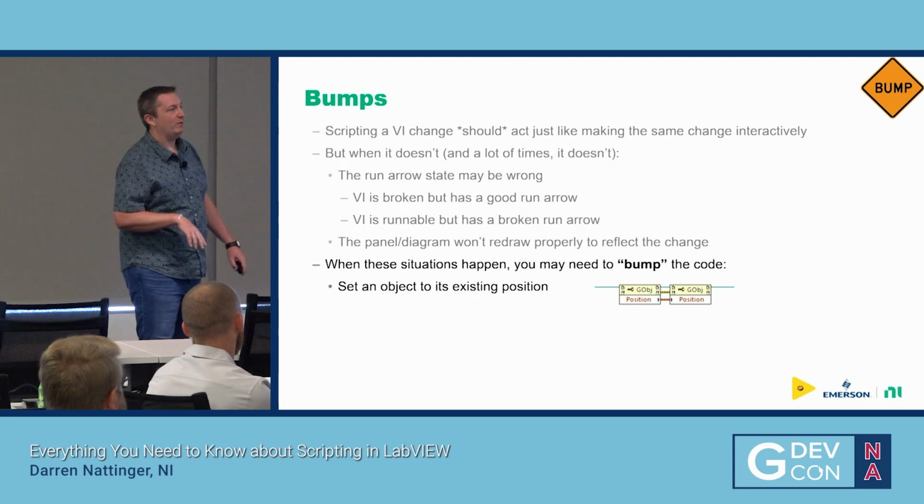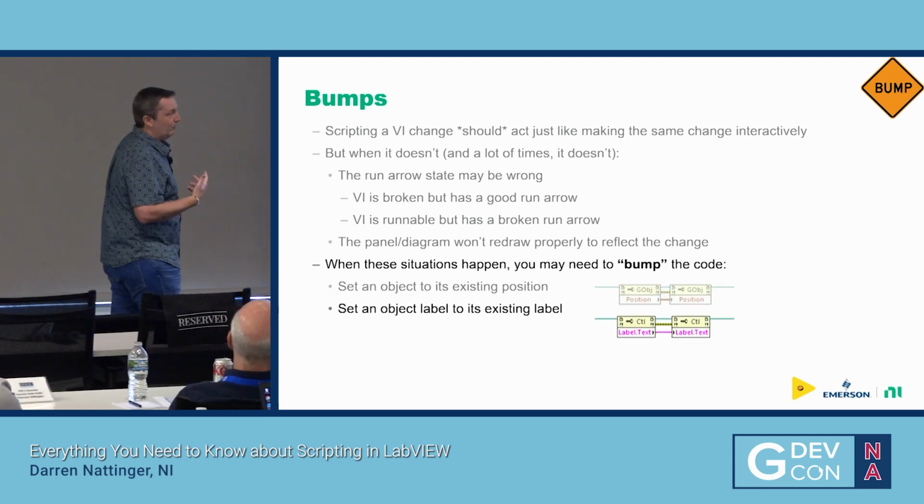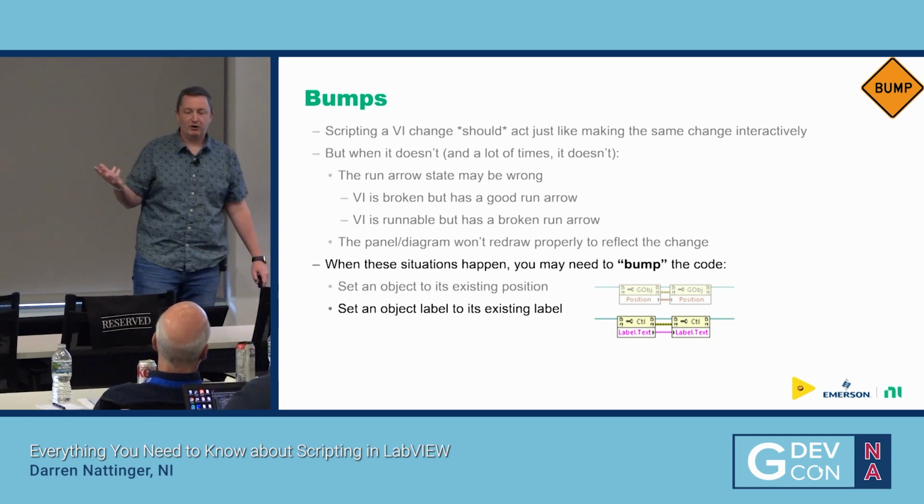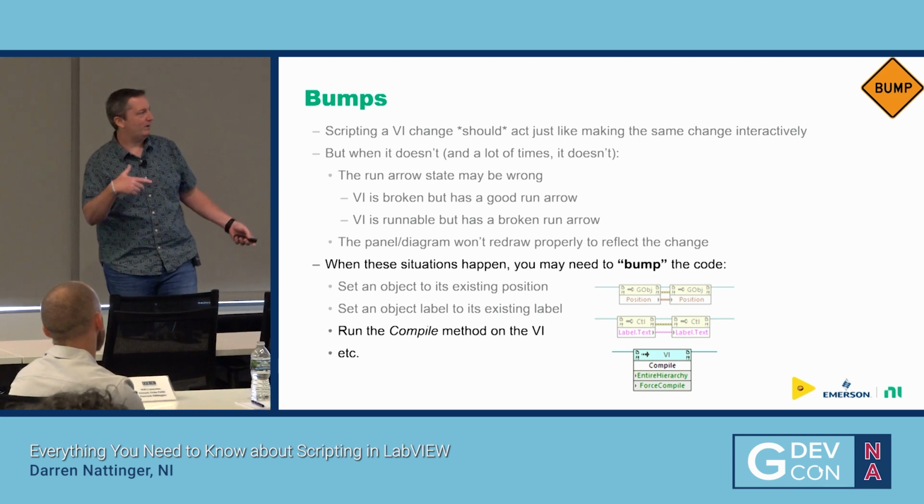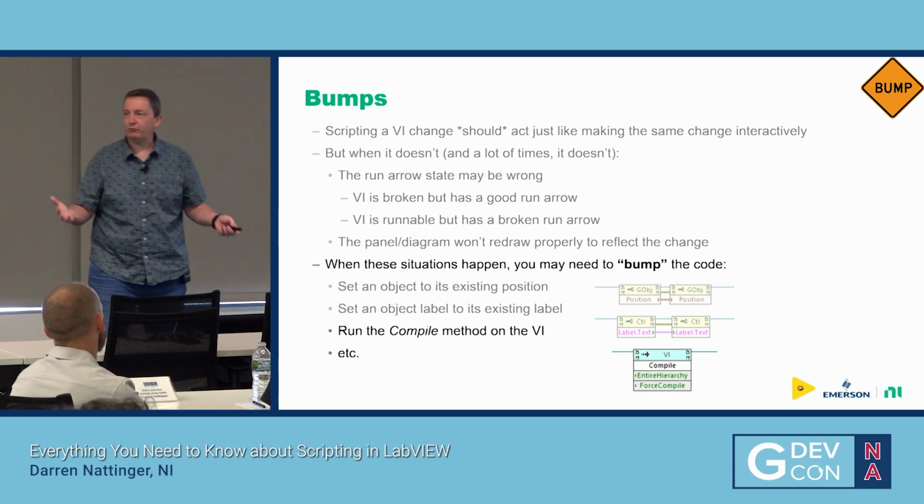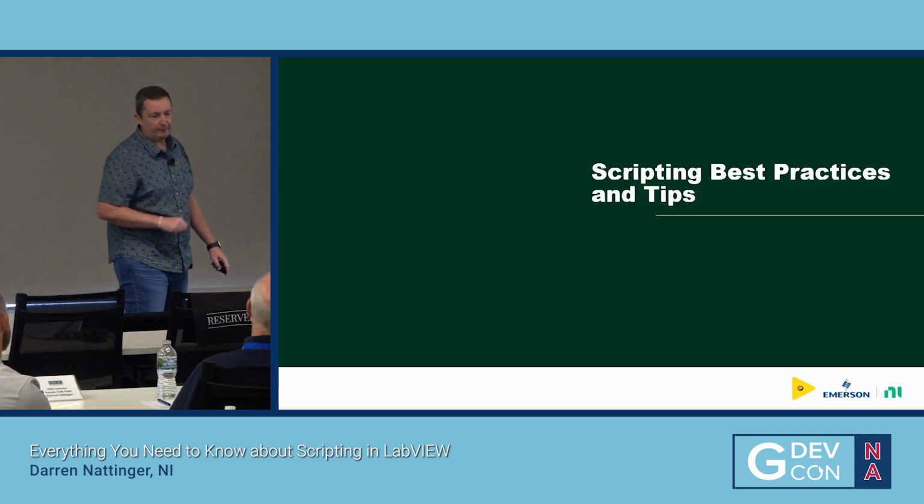And here's some examples of how you might bump the code. You might set an object to its same position as it already is. You might set an object's label to the same label it already is. You might call the compile method on the VI, which you shouldn't have to do because VIs always compile when you make edits. But there's sometimes where you need to bump the code to make your scripting change stick. So watch out for that.